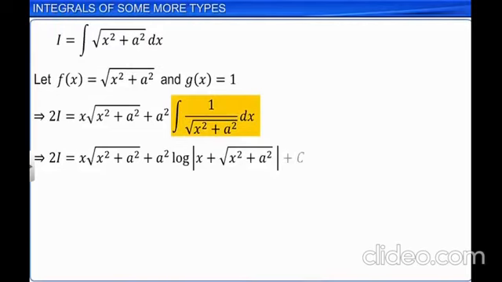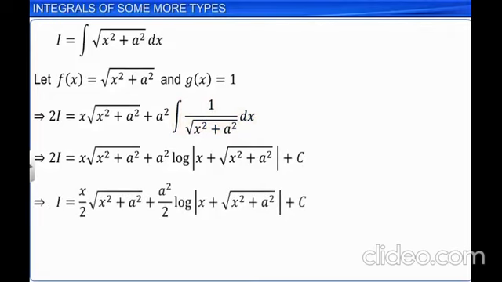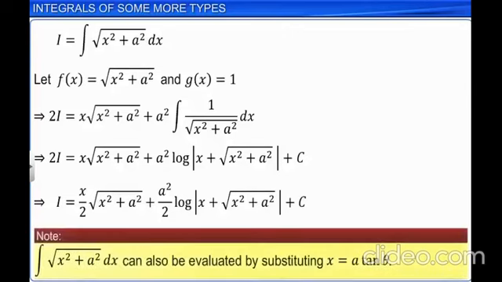Finally, we divide both the sides of the expression by 2, which gives I is equal to x upon 2 into square root of x square plus a square plus a square upon 2 into log mod of x plus square root of x square plus a square plus the constant c. The integral of square root of x square plus a square dx can also be evaluated by substituting x as a tan theta.